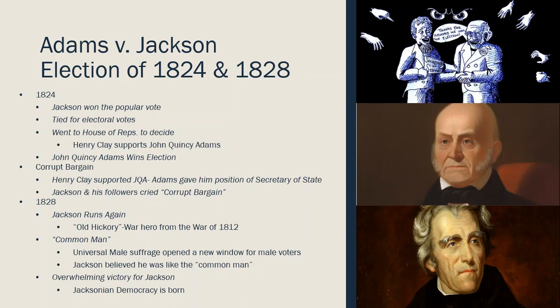Now, mind you, Andrew Jackson is not poor. He has his own plantation known as the Hermitage in Tennessee. He's quite wealthy, but he came from humble beginnings. And so he tries to relate to the masses on that level. And so, easy to say, in the 1828 election, it's an overwhelming victory for Jackson.